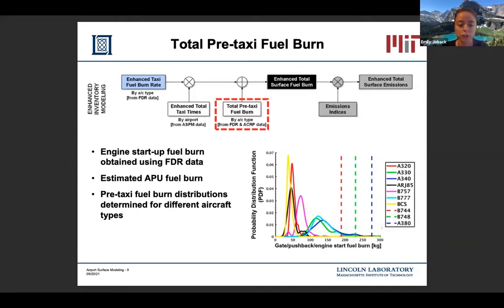And then those total pre-taxi fuel burn distributions are shown in the plot, where each solid line represents the pre-taxi fuel burn distribution for each aircraft in our data set. We then found that there was a very strong correlation between the pre-taxi fuel burn and the maximum takeoff weight for the aircraft type. So we used that relationship to predict what the pre-taxi fuel burn should be for aircraft types that weren't in our data set. And those are shown as the dashed vertical lines in that same plot.